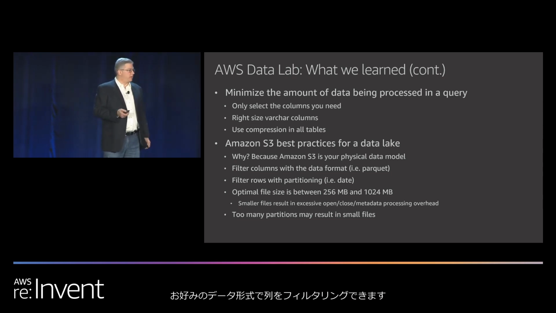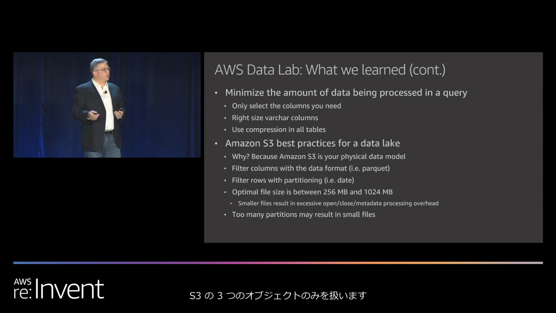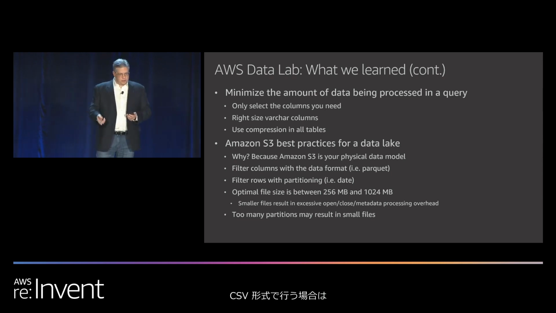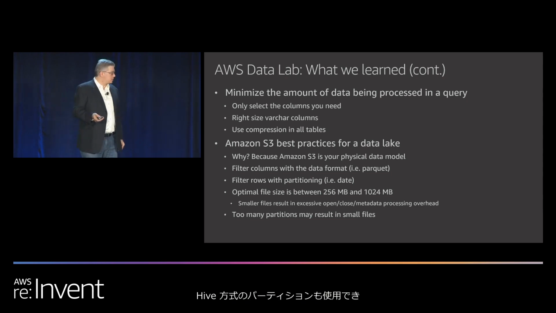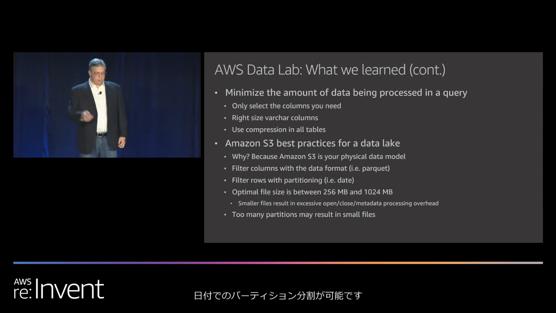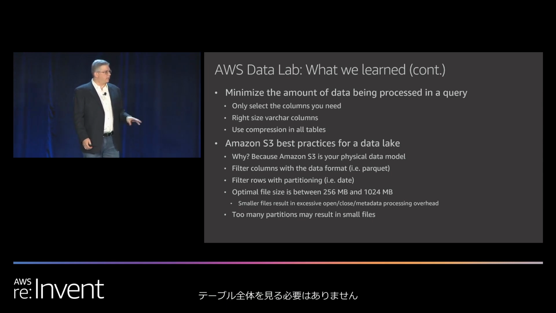You can filter columns with your data format. Parquet is a column format. If you're going to pull in a row and you only need 3 columns, you're only going to touch 3 objects in S3. If you're going to do it with the CSV format, you're going to pull in the entire row and throw away 7 columns. So using Parquet is more efficient, at least in this particular use case. You can do Hive-style partitions. Right? So we can partition by date, and Spectrum will be smart enough to only go out to those buckets that have that data in it. So you don't have to look at the entire table.